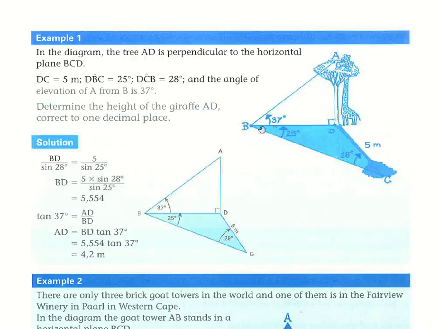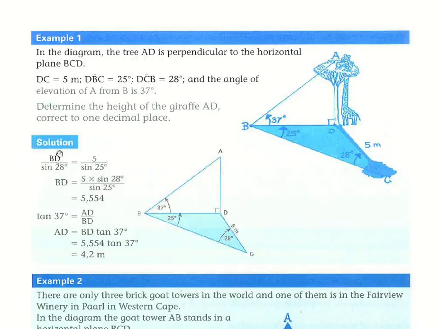So again, I'm looking for BD now. Now BD is opposite to angle C, which is 28 degrees. And we're looking for a side, and we have an angle that is known opposite to a known side. That automatically makes me think, sine rule.